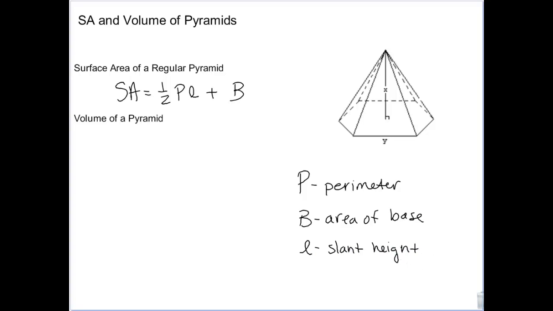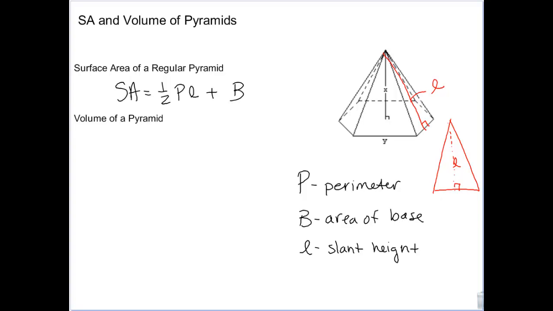Our slant height goes from the vertex down to the midpoint of the side. So there's our slant height. If I were to draw out one of the lateral faces, so there's a lateral face of our pyramid, the height of that triangle of that lateral face is our slant height.